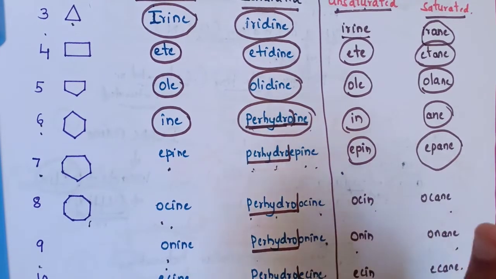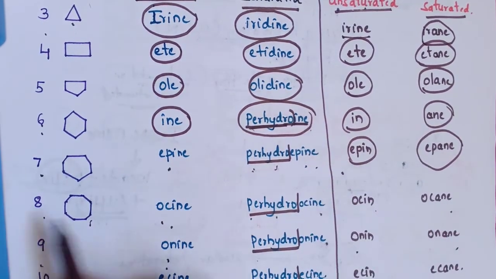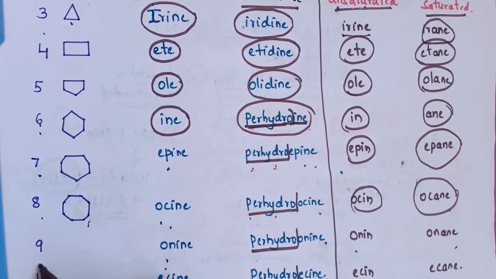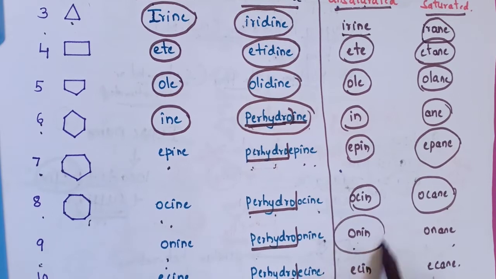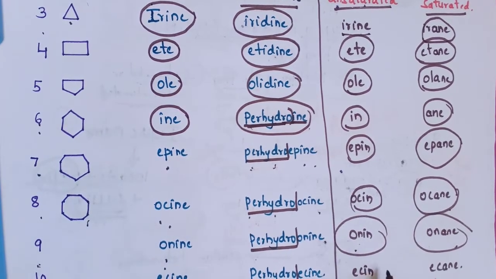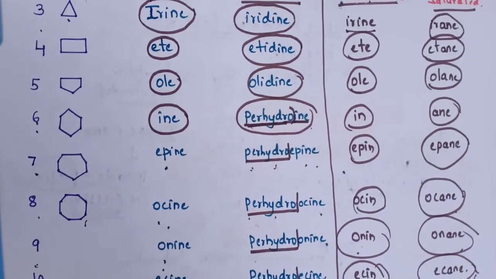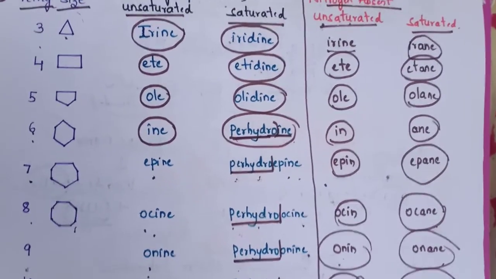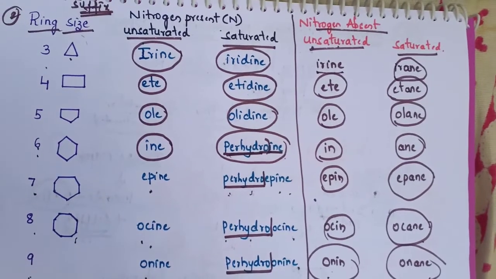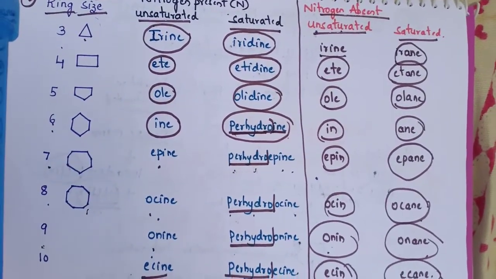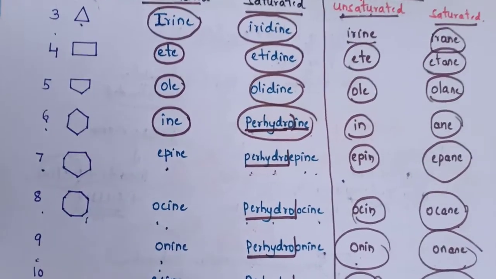Here we are discussing the nitrogen absent compounds. For the 8-membered ring it is called ocine, and for the saturated it is called ocane. For the 9-membered ring it is called onine, onane, and the 10-membered ring it is ecine, ecane. Okay, this table is very important. Just take a screenshot of this. It is very important.